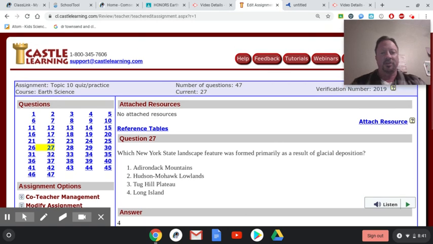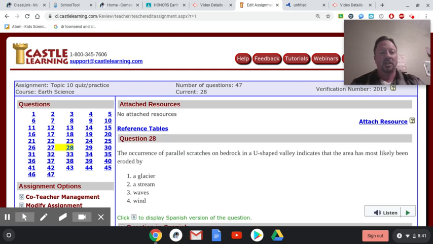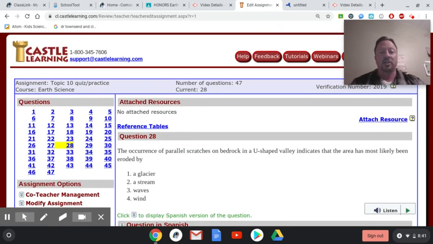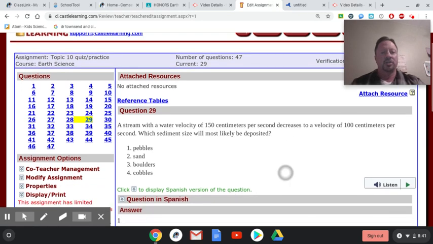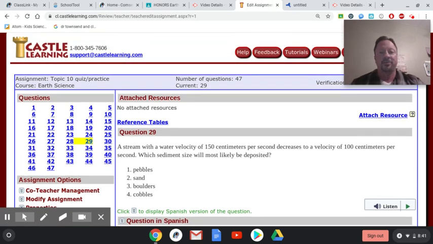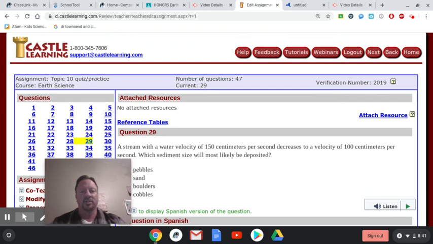Which landscape feature is from glaciers? Well, how many times have I been saying Long Island is a pile of crap left over from the last ice age, right? Not mountains, that's from plate tectonics. We haven't talked about plateaus, so definitely Long Island. 28. We've got parallel scratches, U-shaped valleys, glacier.